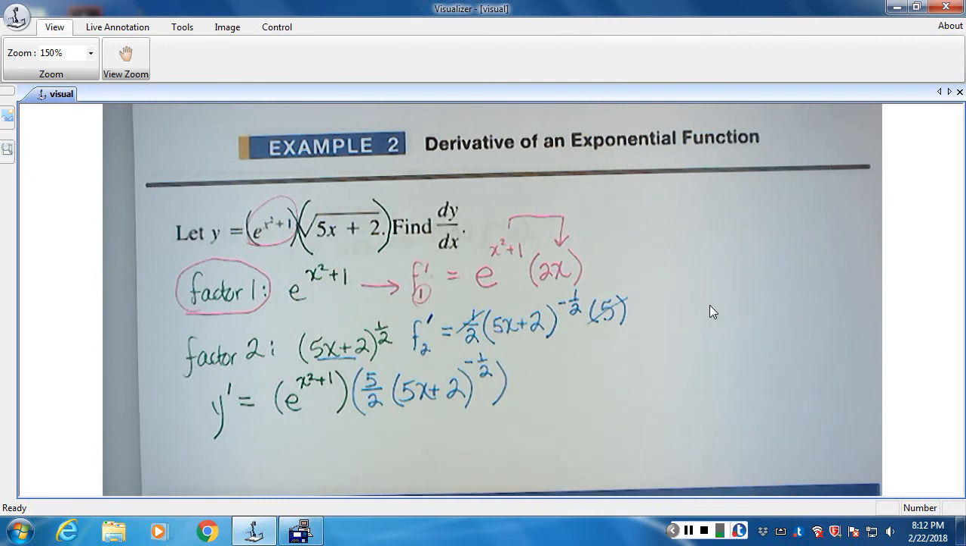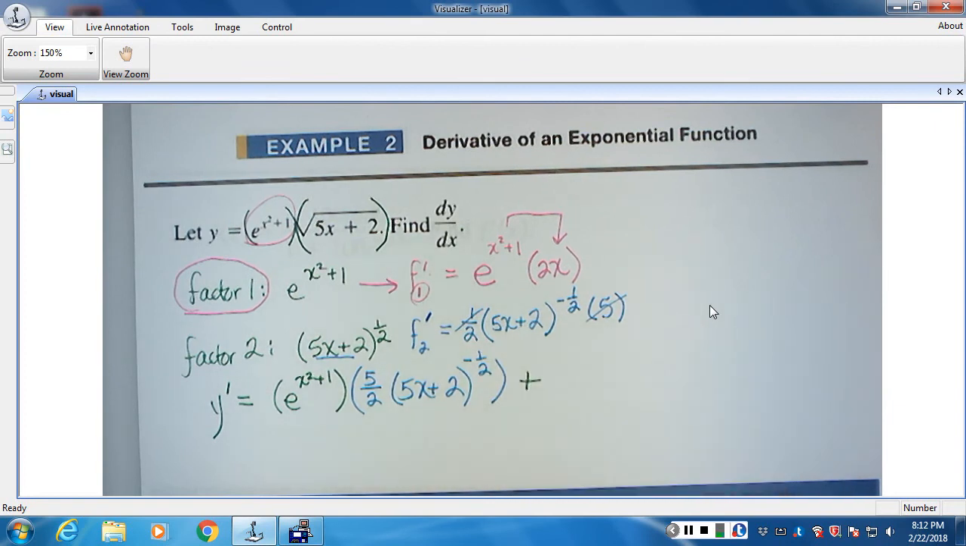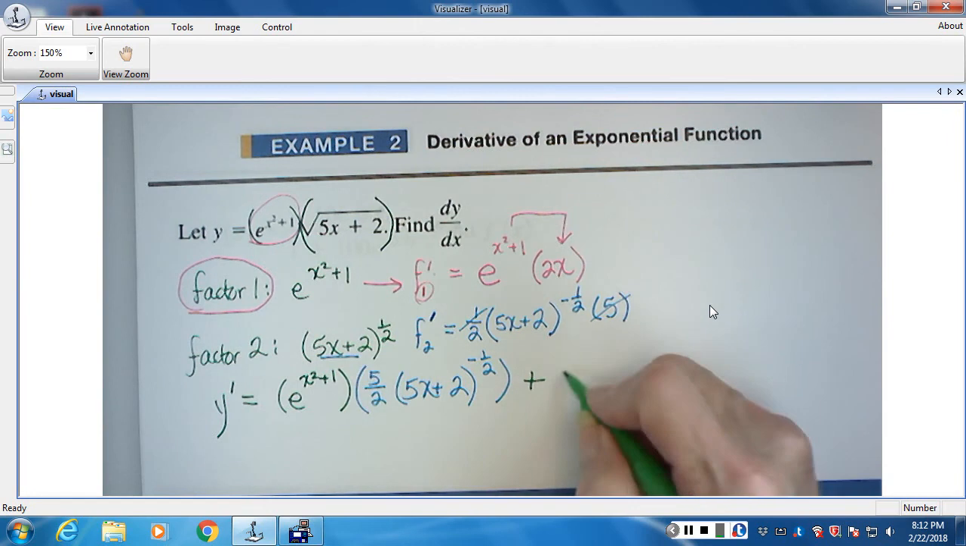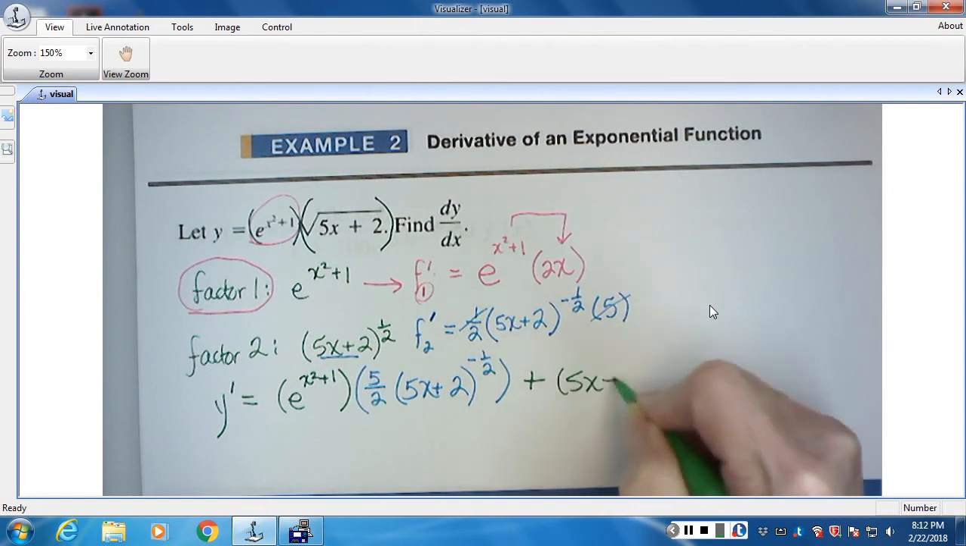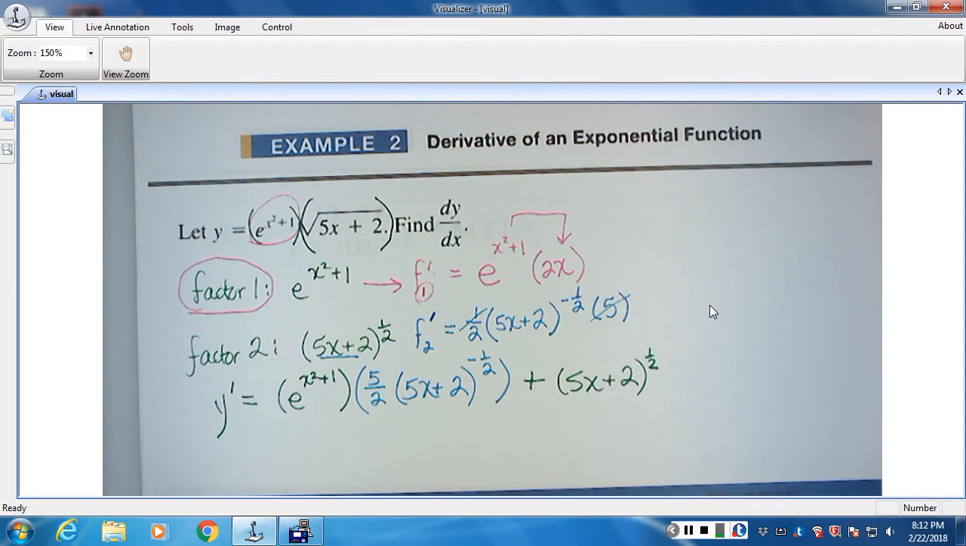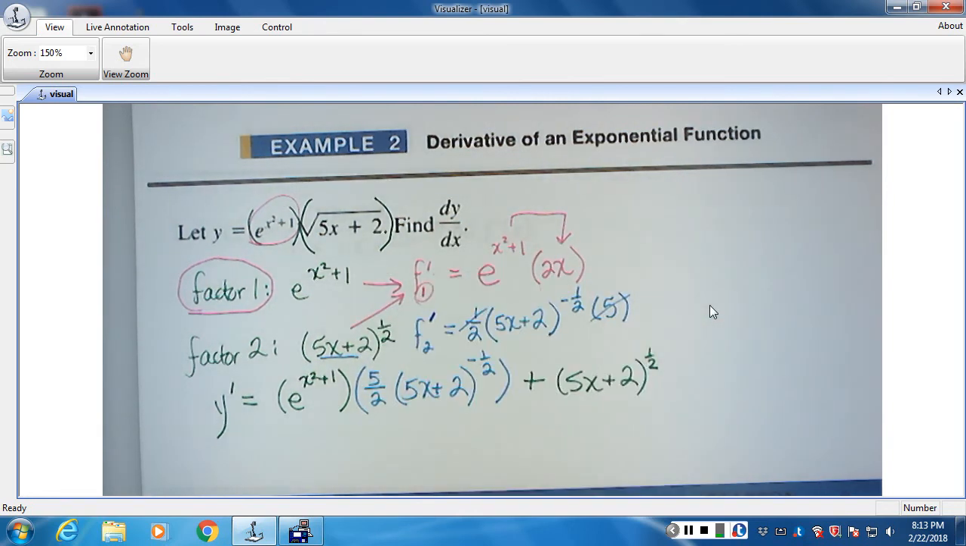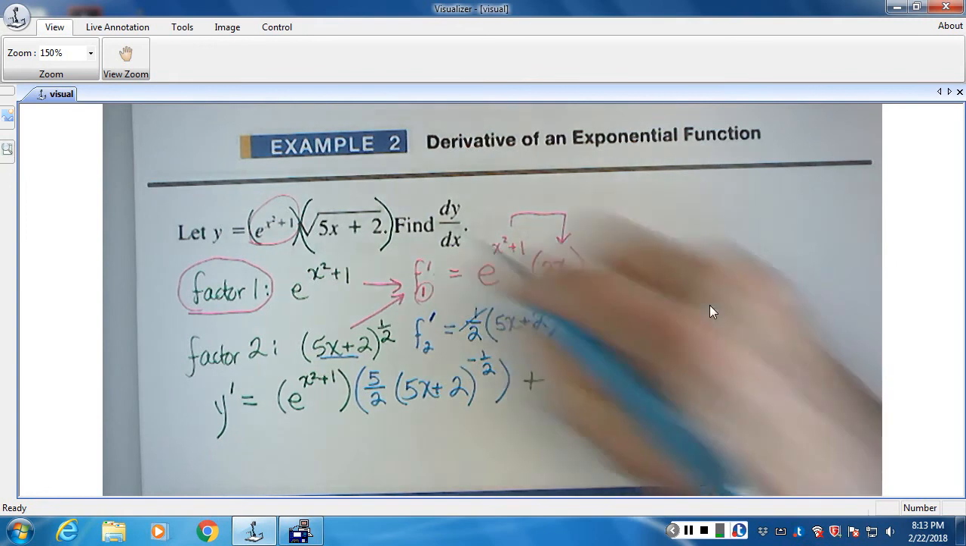So there's the first part. And then I know I have to add. And then factor 2 is 5x plus 2 to the 1/2 power. And I need to give it the other factor's derivative. Remember, what they do is they swap derivatives.